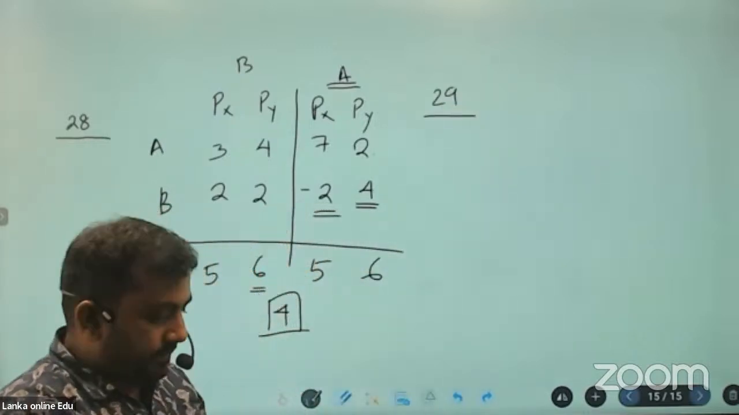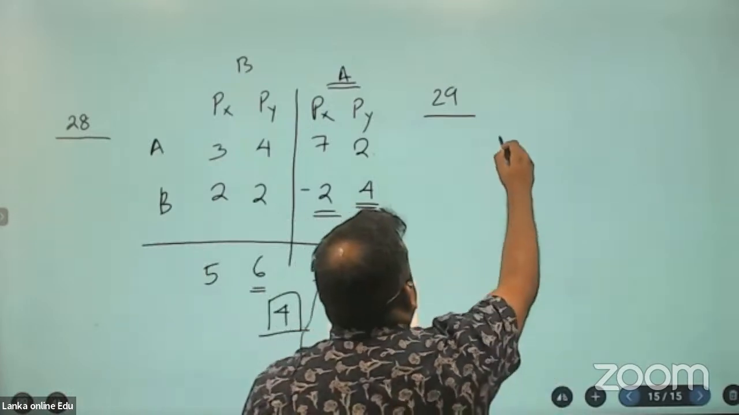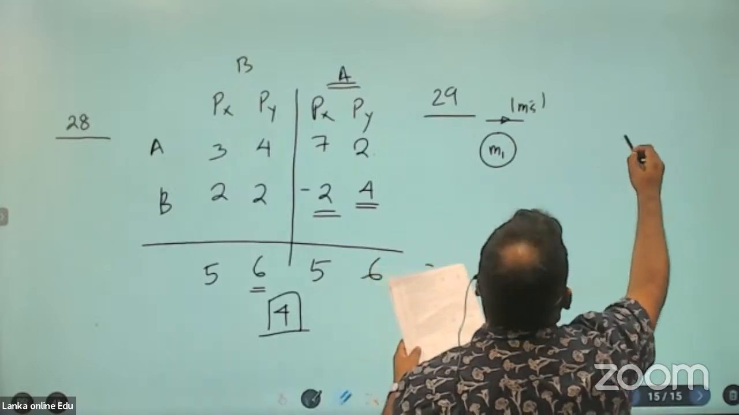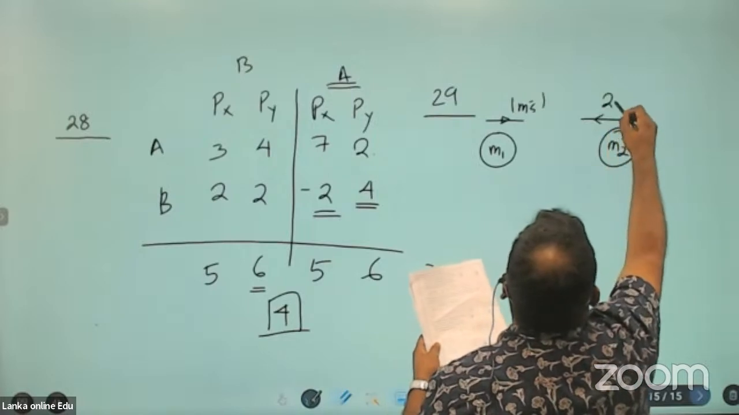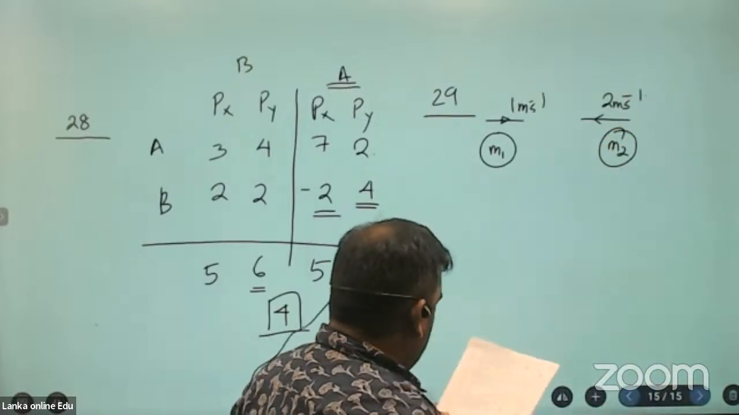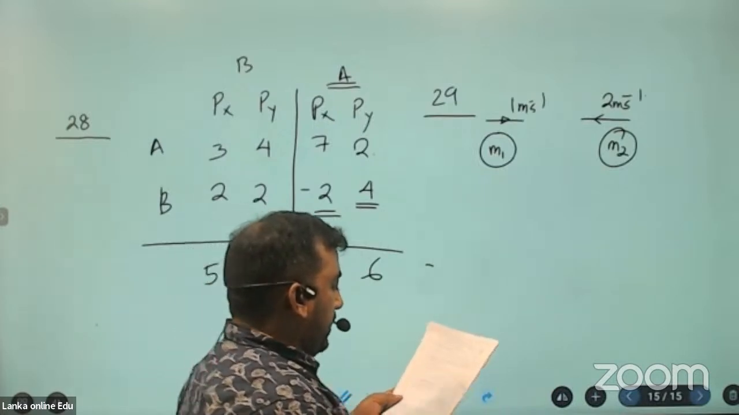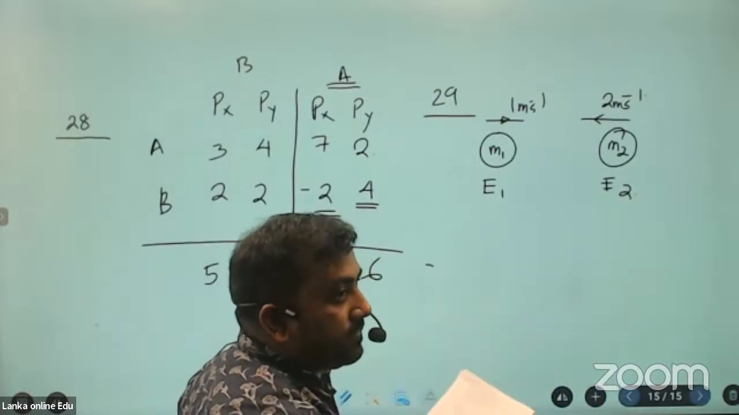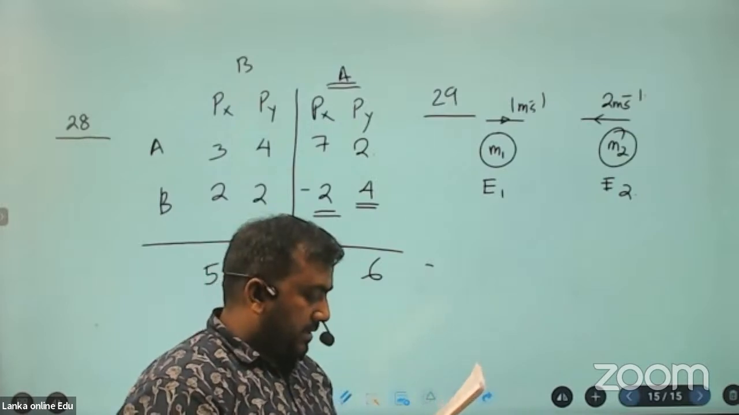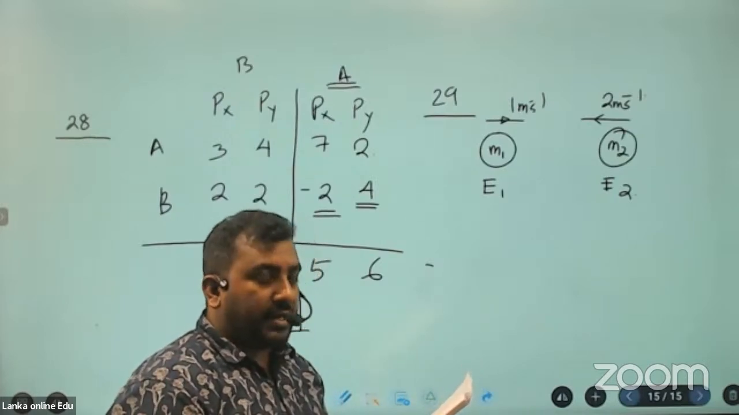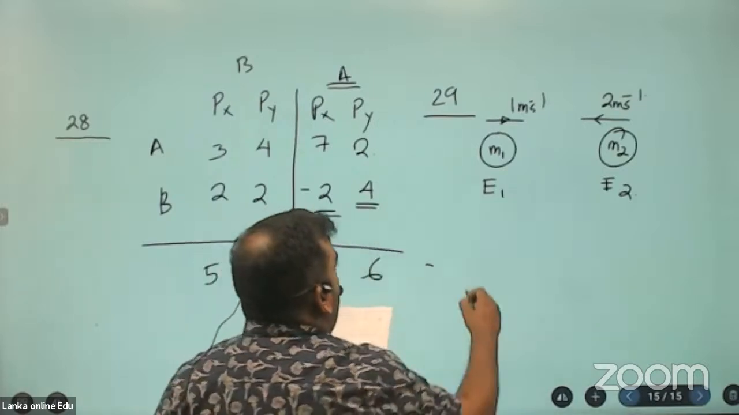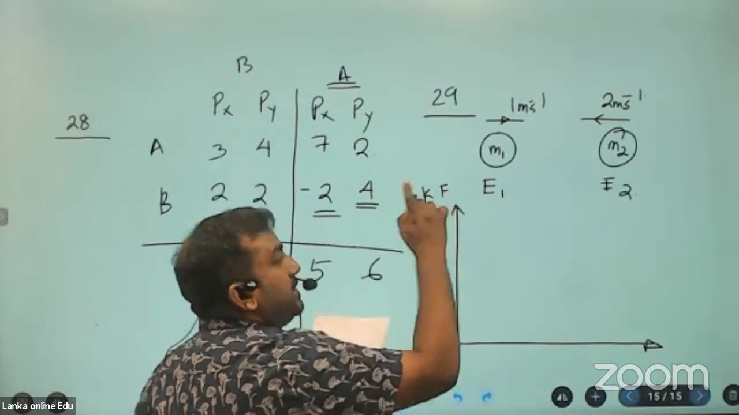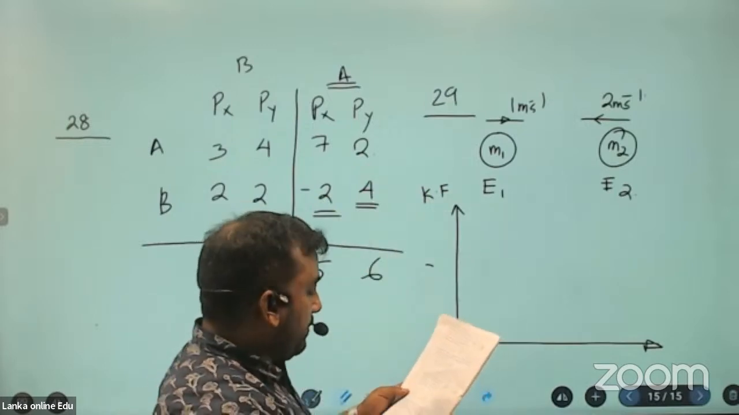MCQ 29. Mass m1 is traveling with velocity 1, and mass m2 is traveling with velocity 2. Their respective kinetic energies are E1 and E2. It is an elastic collision, which means there is no kinetic energy loss, or the total kinetic energy is the same. Which graph correctly represents the kinetic energy? Please be a bit smart. Kinetic energy is a scalar. There is no direction, so kinetic energy can't be negative.